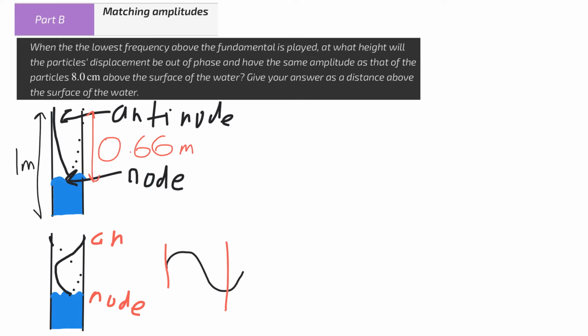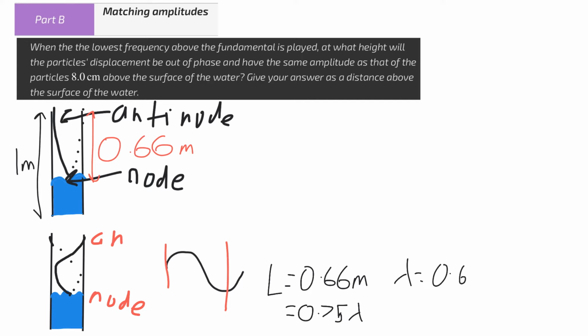So if the length of that bit of air in the tube was 0.66 meters, which is what we found before, and I also know that it is now 3/4 of a wavelength, then I can work out what one wavelength is. One wavelength is going to be 0.66 over 0.75. And that gives me the wavelength as being 0.88 meters.